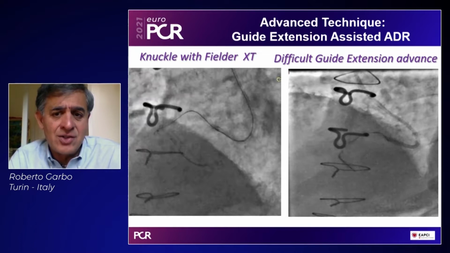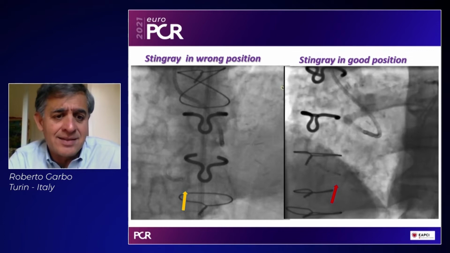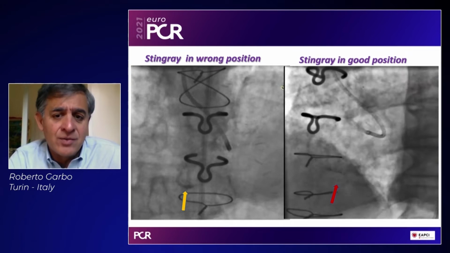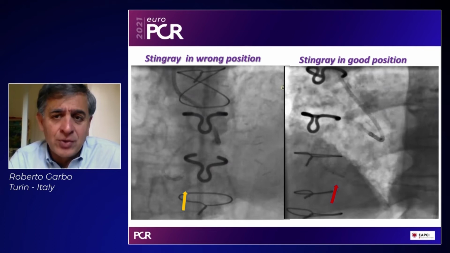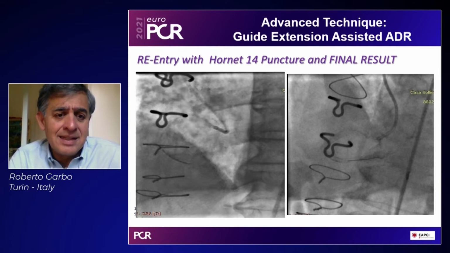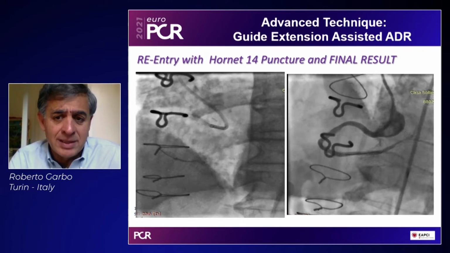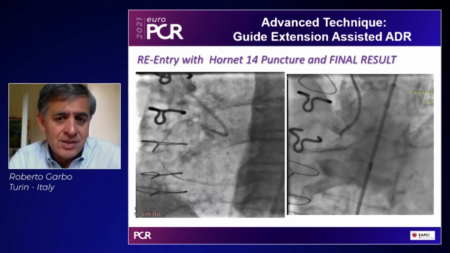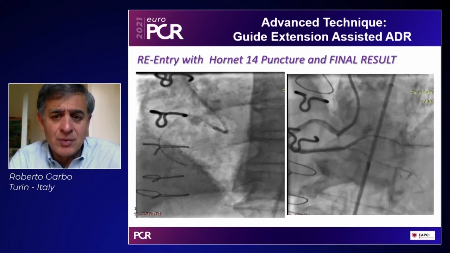Then after that, I put the Stingray for antegrade dissection and reentry. On the left, you can see that the Stingray device is in the wrong position. On the right, with the red arrow, you can see the good position of the two markers of the Stingray. And after that, the puncture with the Conquest 14 easily entered from the subintimal space to the true lumen, a sort of stick and drive in this situation. And this is on the right, the final result after multiple stenting, and we stopped the stent before the bifurcation.